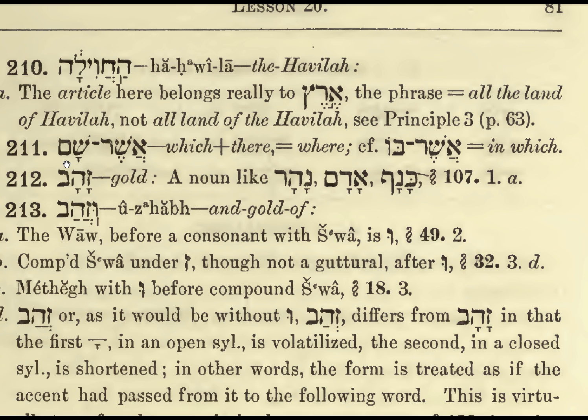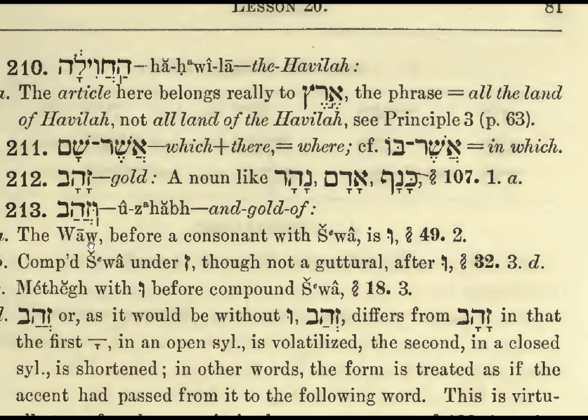Asher Sham, which there, in other words, where or which is there. Asher Bo, in which, similar construction. Zahab, gold. This is just like Nahar Adam Kanaf. U Zahab, and gold of.